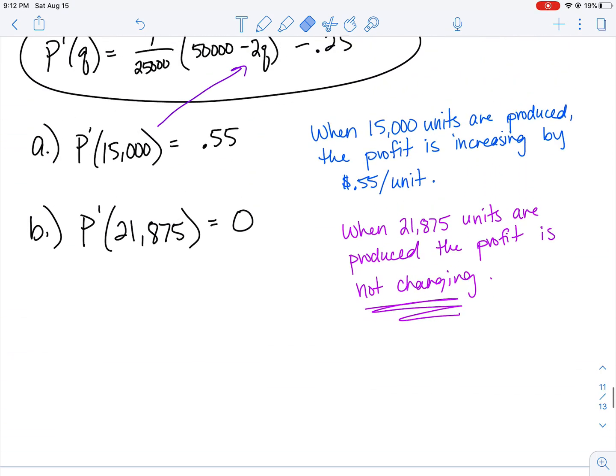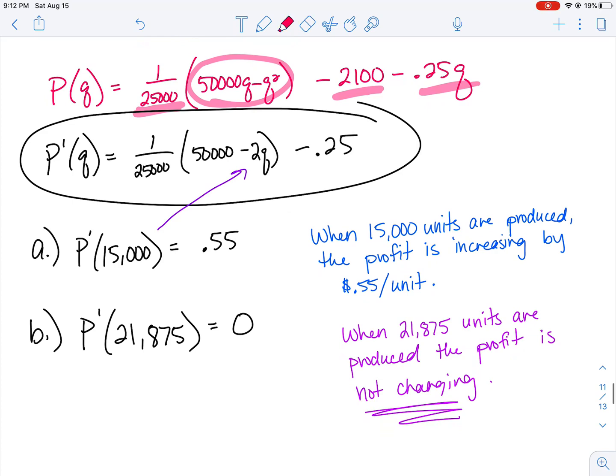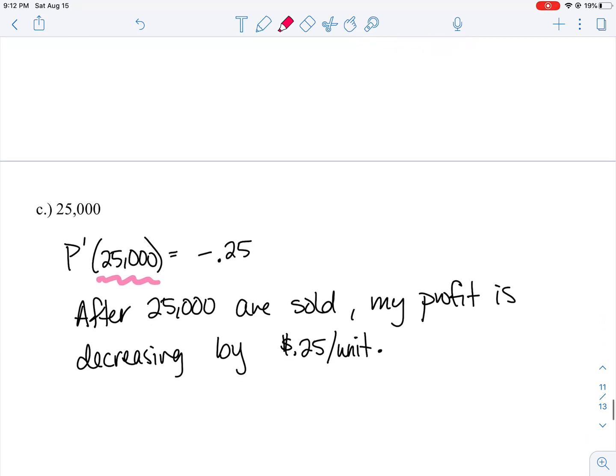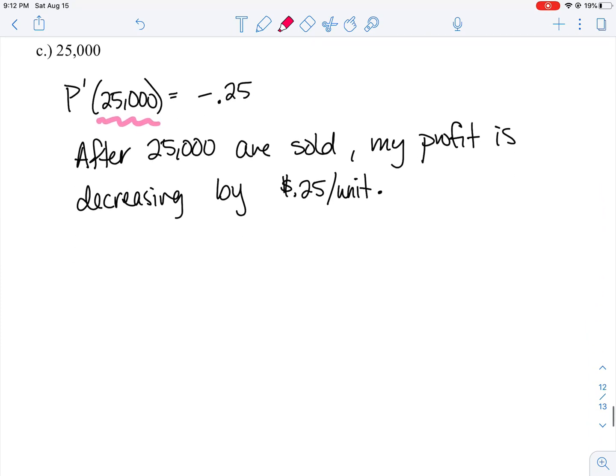So if I'm this business, I know that I'm increasing when I'm selling 15,000. I know that I'm not changing as soon as I hit 21,875. But I know that if I start to sell 25,000 of these things, then my profit is going to start to go down. And so you can kind of figure out where that even point is, so you can make sure that you're manufacturing and producing the ideal amount so you can make the most profit, right?